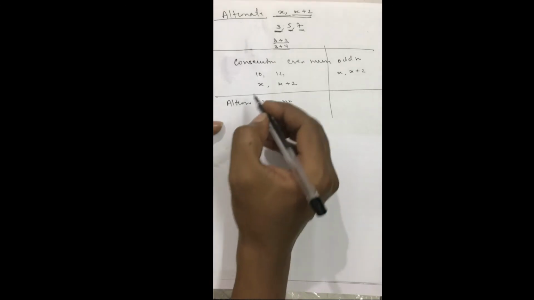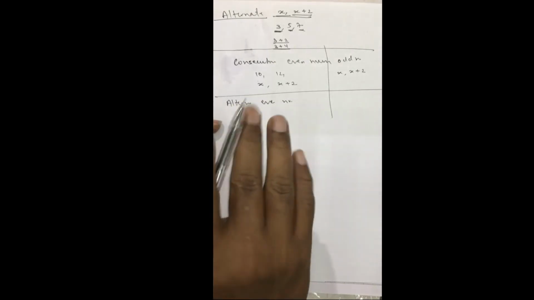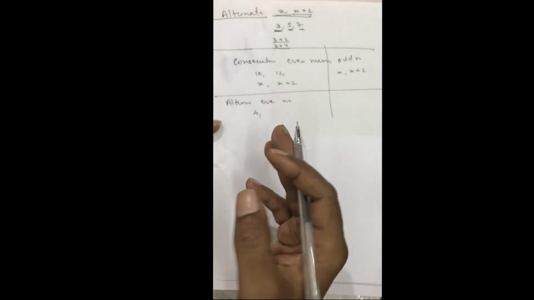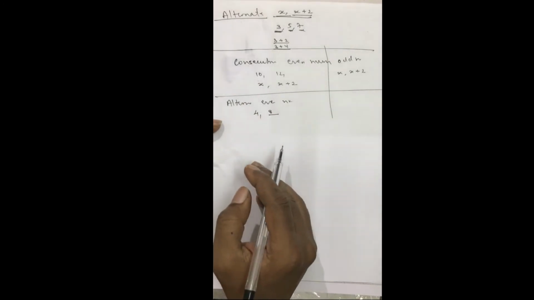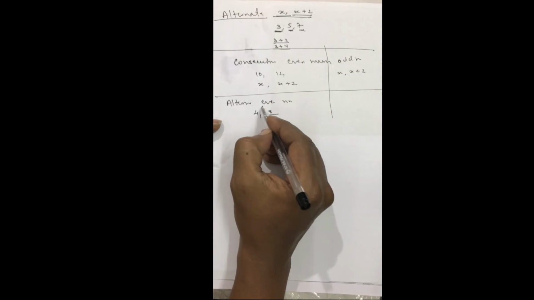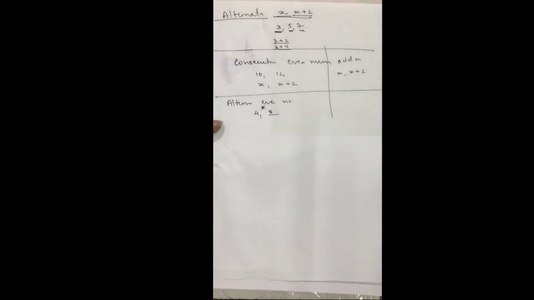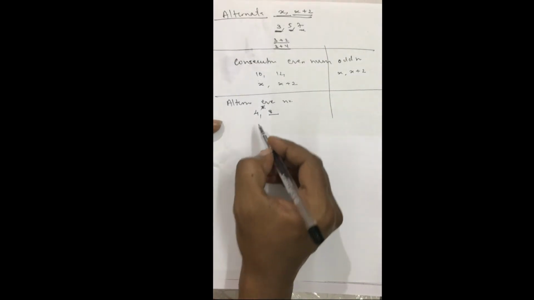Alternate even number. Supposing one number is 4, the alternate means the next one will be 6 and its next will be 8. Alternate even number: 4, then after 6, but the alternate one you have to ignore. So 4 and then 8.